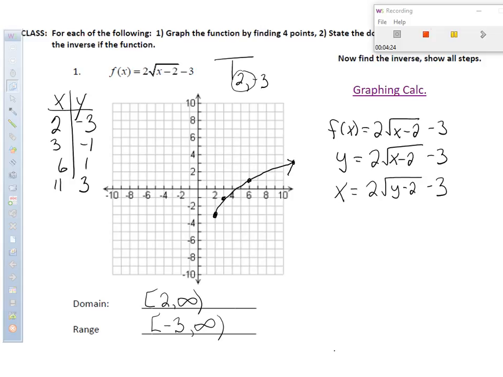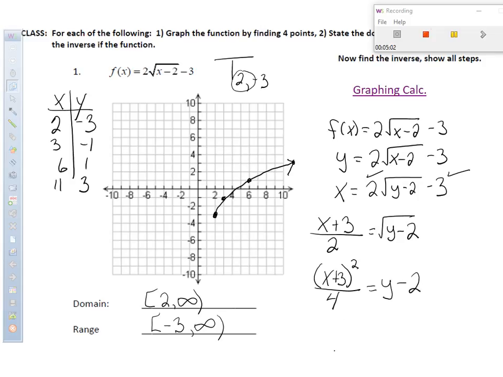Now, your next step in this case is get the square root by itself. That way we could square both sides. So I need to get rid of this 3 first, so I'm going to add 3, and then I'm going to divide by 2. So I got rid of that and that. So now I'm at this point right there. Now we're going to square both sides. Now to square this, guys, I'm just going to do this. I'm going to write x plus 3, quantity squared, over 2 squared, which is 4. Now I'm going to set that equal to y minus 2. Because you square and square root, the square root goes away.